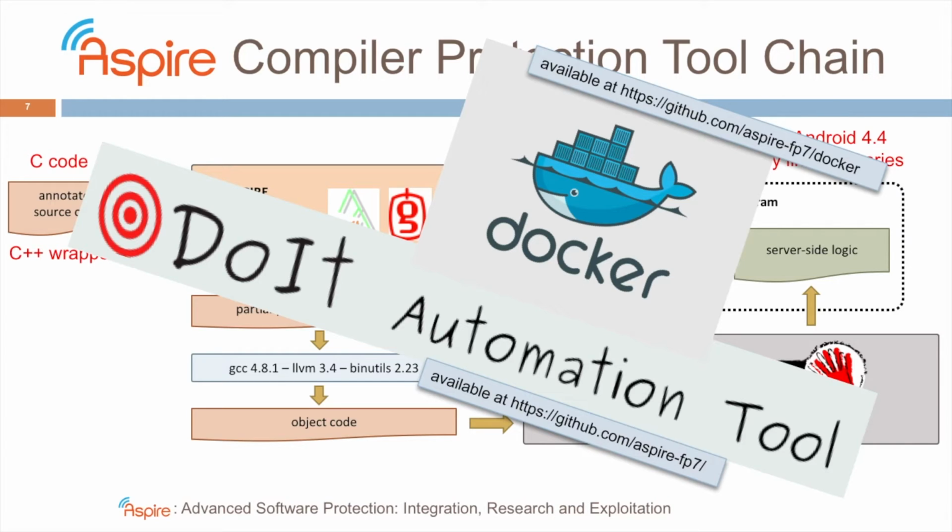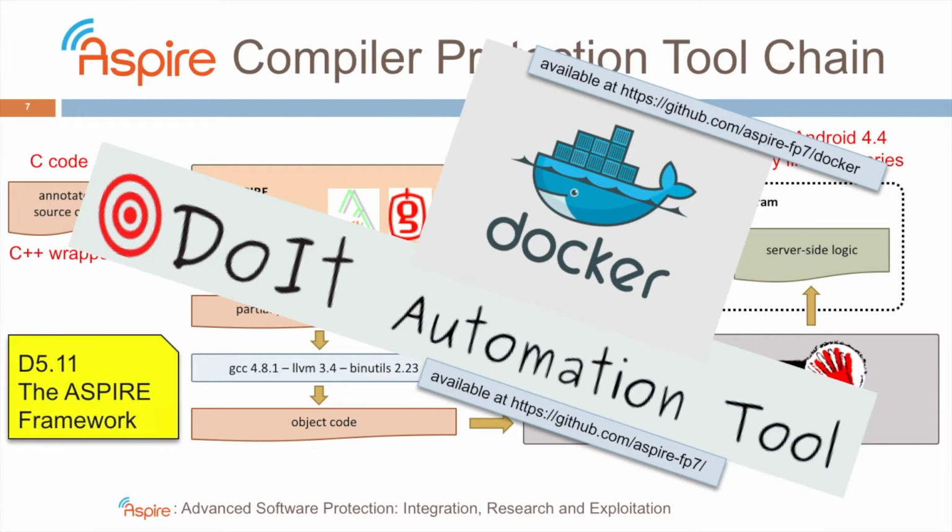Furthermore, we've reported on this toolchain in detail in a lot of deliverables in the project, and there is one specific deliverable, deliverable 5.11, which is a report that reports on the whole Aspire framework. So on this whole toolchain, it contains a description of the annotations, of the configuration, of all the individual processing steps. It gives an overview of the tool flow, and so on. So for detailed information and a kind of manual to all these open sourced elements, you can have a look at this report. So this was basically the overview of the toolchain.